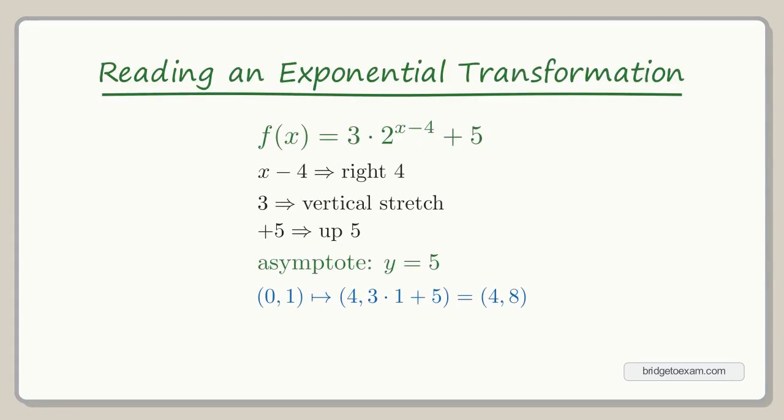Consider f of x equals 3 times 2 to the x minus 4 plus 5. The parent 2 to the x is shifted right 4, vertically stretched by 3, and shifted up 5. The horizontal asymptote is y equals 5. The parent point 0, 1 moves to 4, 8.